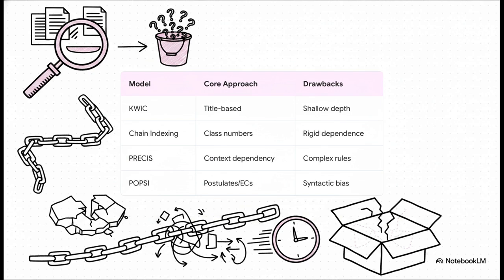Then there was chain indexing, which relied entirely on class numbers, meaning it completely broke down if the underlying classification scheme was flawed. Later on, systems like Precis and POPZ tried to map out context using complex syntax rules and elementary categories. And hey, they definitely sped up document retrieval. But they consistently failed to explicitly map out the actual semantic relationships between those ideas.